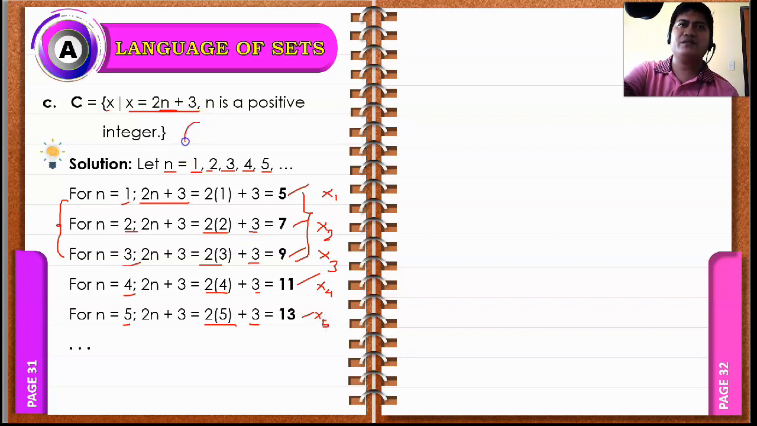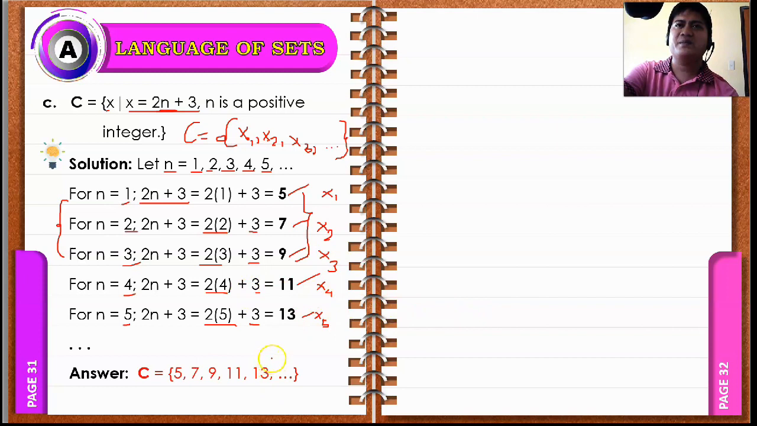And therefore, the elements of C are the members x sub 1, x sub 2, x sub 3, and so on. So these are the elements of set C. Therefore, the answer is we have 5, 7, 9, 11, 13, and so on. As I've said, you can answer in this way.